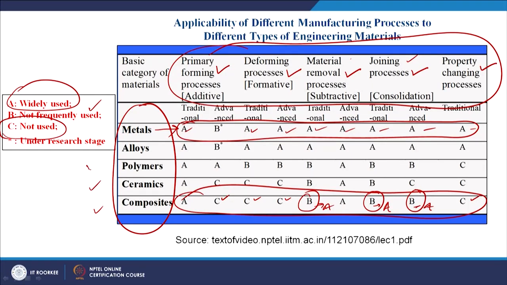So this is quite clear from here that for metals, most of the processes are very well established, and for other types of materials like composites and ceramics as well as for polymers, we need to fine tune, or we need to develop an understanding about the manufacturing processes so that these materials can also find application all around us.